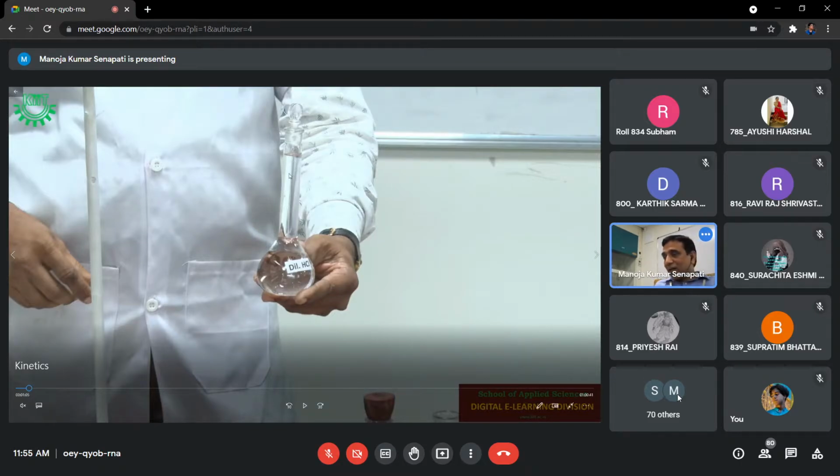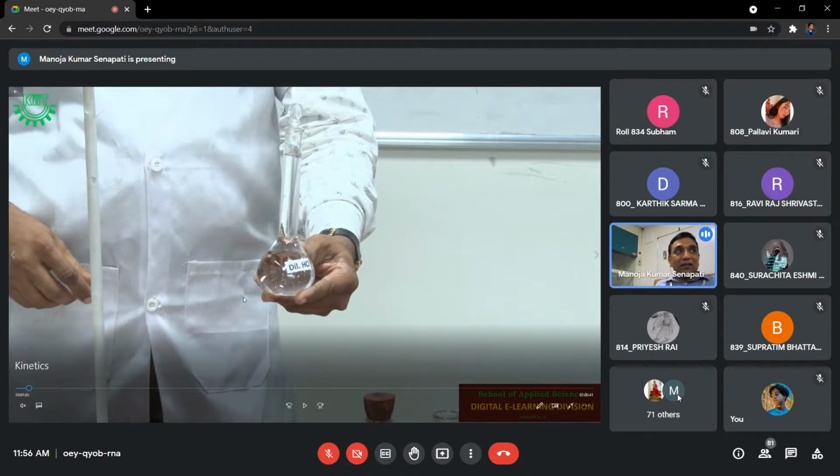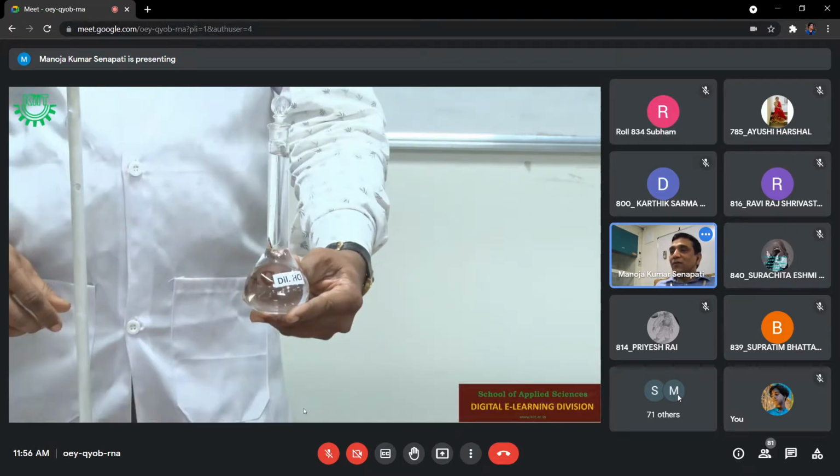There is a neck mark. When you take the solution in the measuring flask up to that mark, that means the lower meniscus of the solution is up to that mark, the flask will contain that much solution. That means as it is a 100 ml measuring flask, when you take the solution up to the neck mark, it will contain exactly 100 ml of solution. So this is the dilute HCl which will act as a catalyst we have taken.